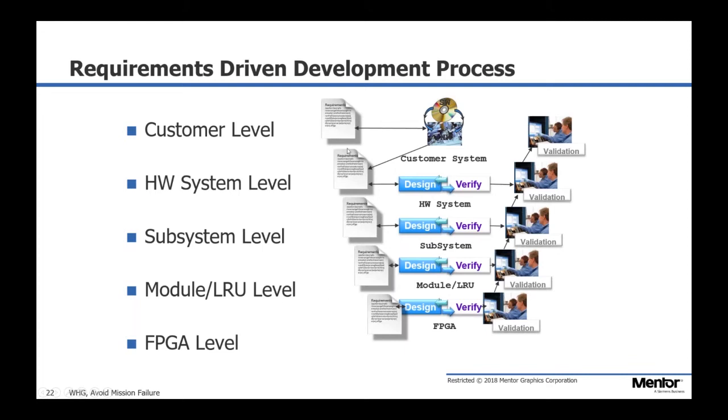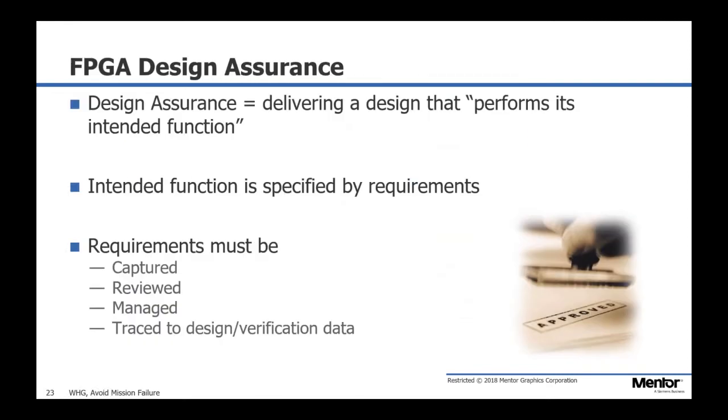So each requirements document feeds off the previous level, and then you do verification at each level and match up that verification between each level. So design assurance is really like what it says. It is trying to prove that the design performs the intended function.